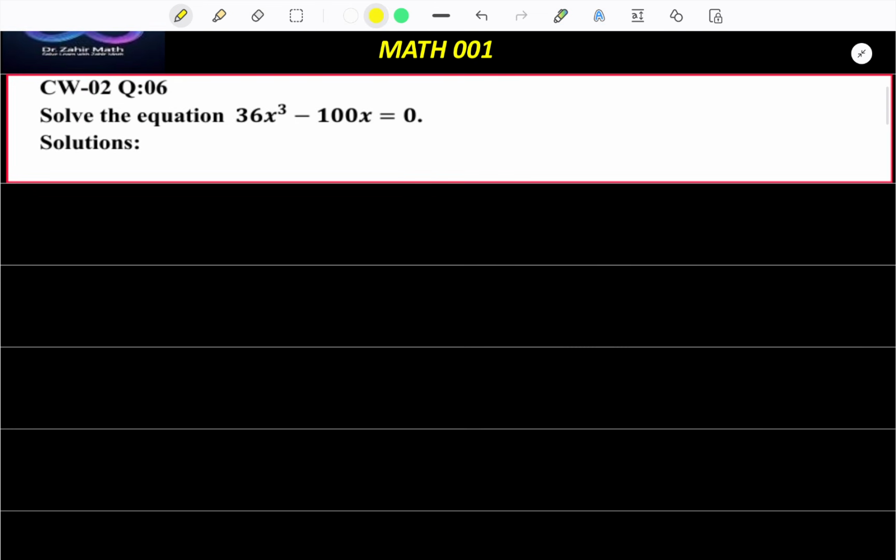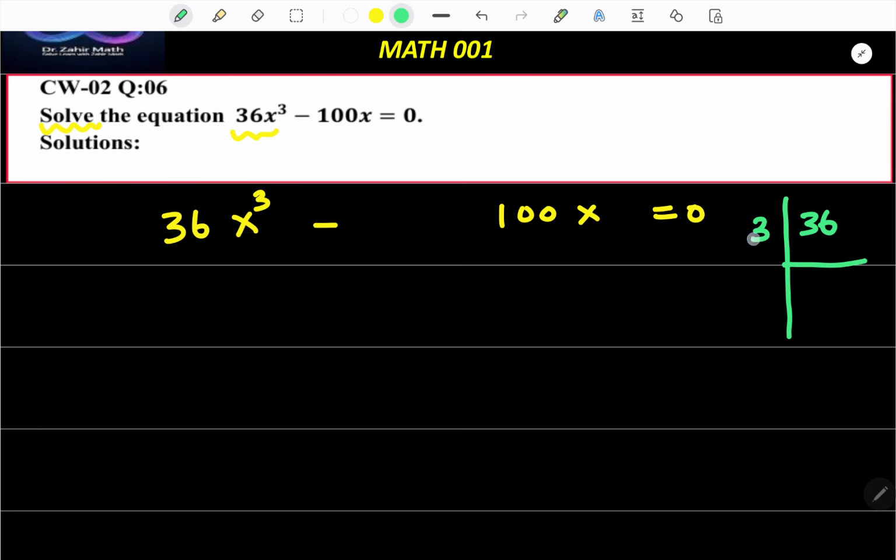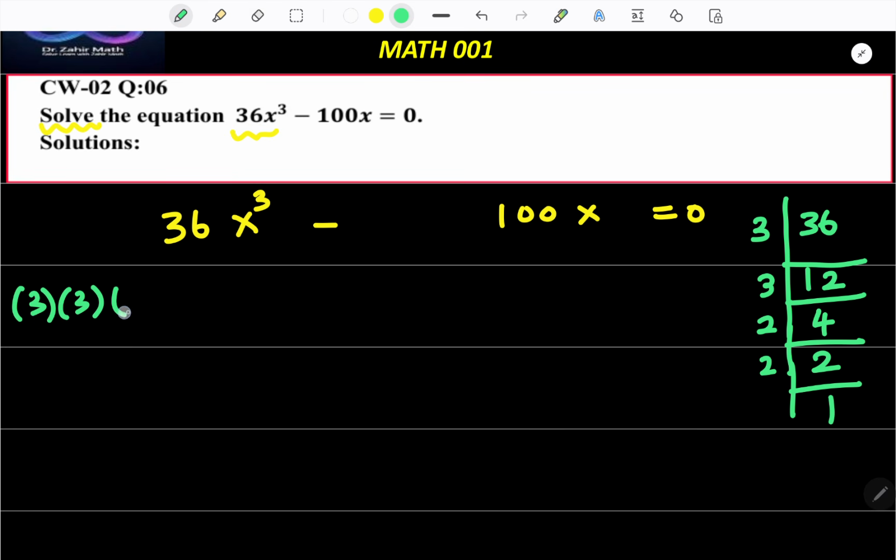Let us do the next question, also the same type. So what is the question given? Solve 36x cube minus 100x is equal to 0. Right. So first of all, I need to factor this 36. 1 3 is 3, 2 3s are 6, 3. And then 4 3s are 12, and then 2, and then 2. So 36, I can write it as what? 3 times 3 times 2 times 2 times x and then x minus.